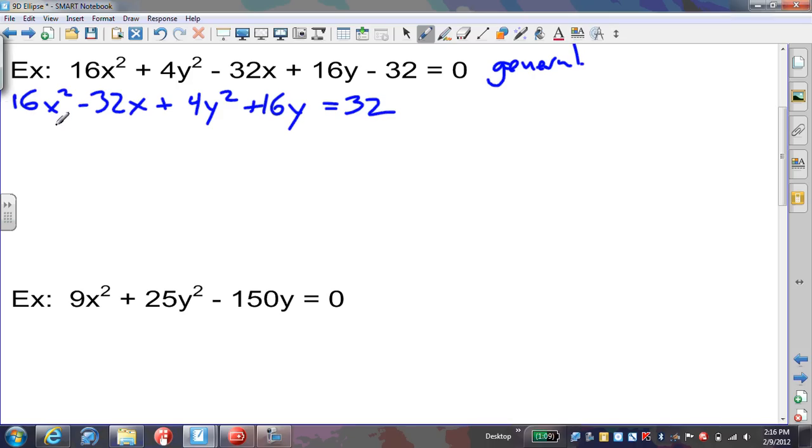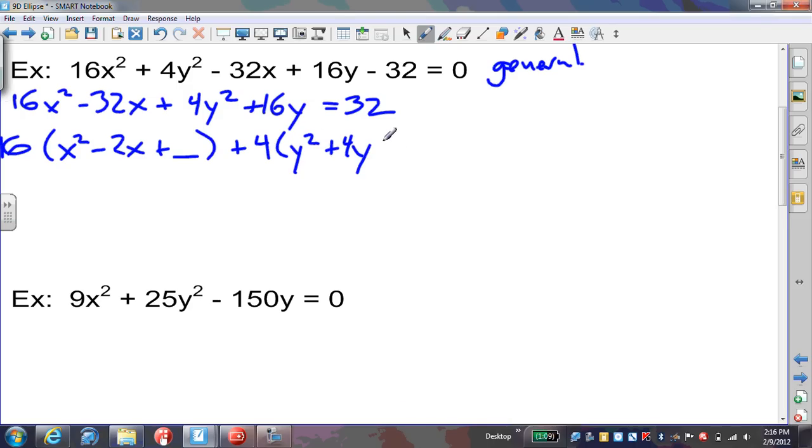Now, what I want to do is figure out my blank, and I want to factor out a 16 because I need x squared to be by itself. So I want to have 16 parentheses x squared minus 2x plus a blank for first. And plus, take out a 4 out of the y squared. This becomes 4y because we're factoring out, plus a blank. And again, 32 over here. Now again, if I'm adding 2 blanks on the left, I need 2 blanks on the right.